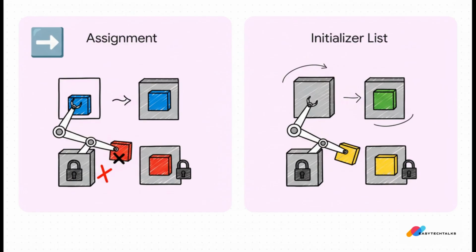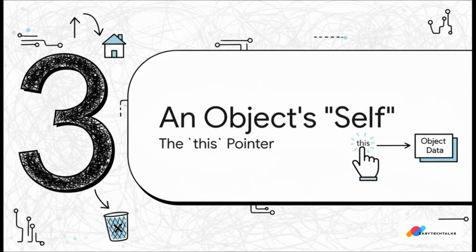This is true initialization. It builds the member with the correct value from the get-go. And for things like const data members, it's not just better, it's the only way that works. So, the object is born, it's been properly initialized, and now it's out in the world doing its thing, calling its member functions. But when a function is running, how does it know which object it's working on? Especially if you have a bunch of them. How does an object talk about itself?